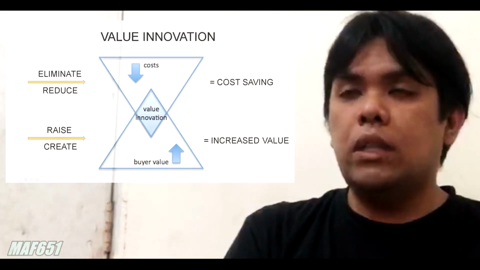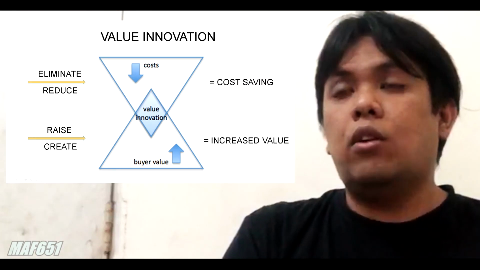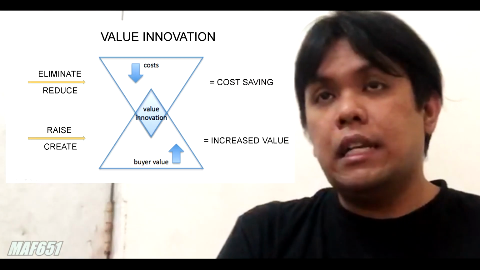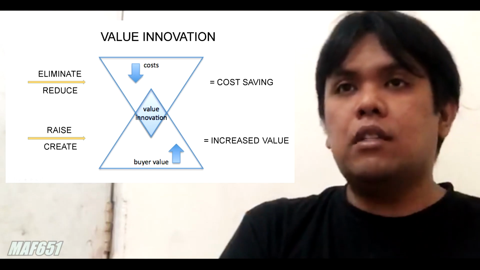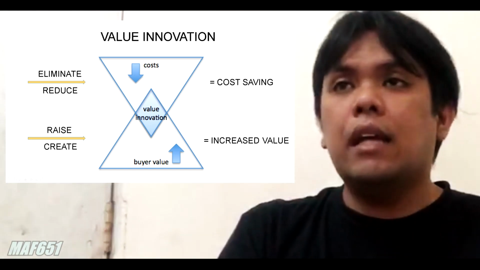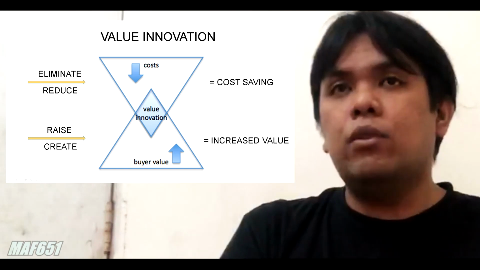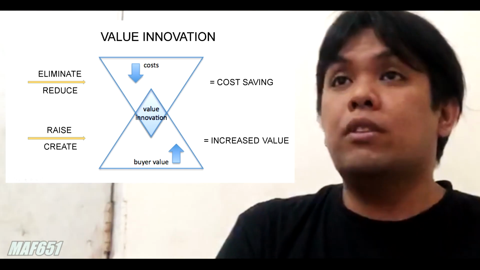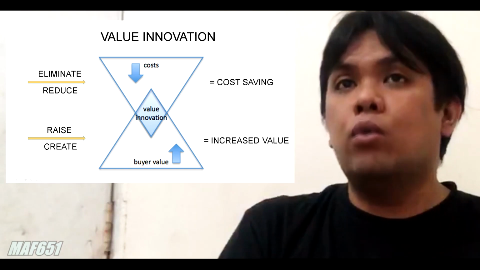Now that we already understand the Blue Ocean Strategy Canvas, next we need to consider value innovation. How do we know the value innovation? We need to consider two things. The first thing is cost saving, and the other one is increased value. The cost saving is for the supplier to increase their profitability, and the increased value is for them to appeal to the customer, to create value that the customer would demand.